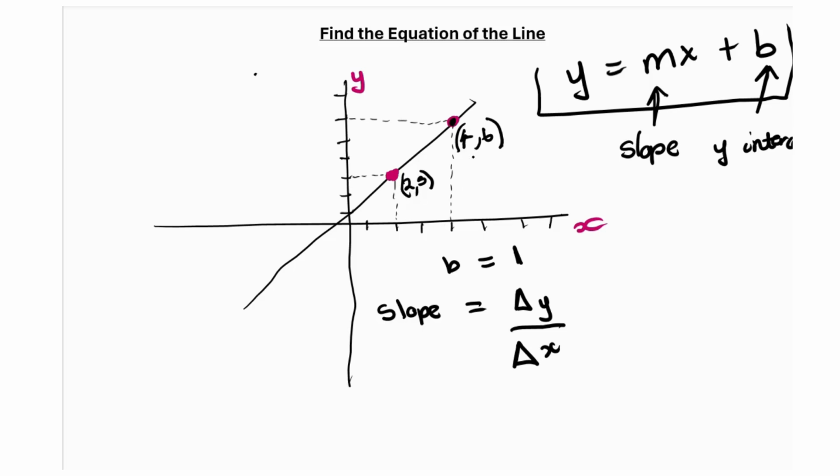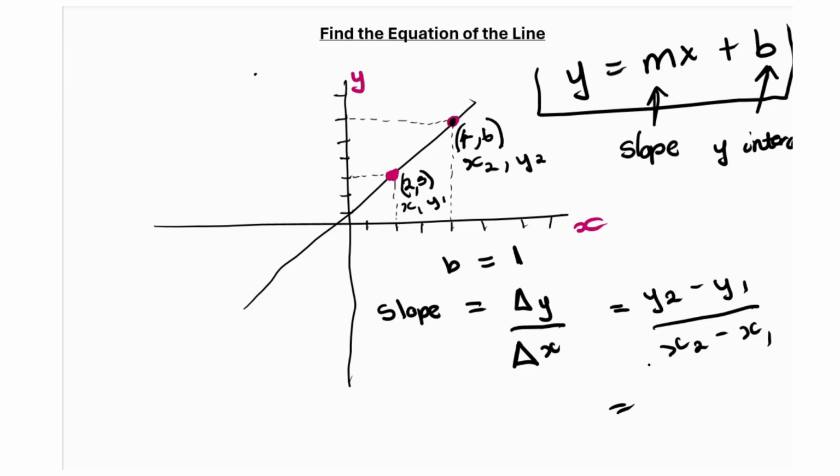So now that we have the coordinates of our 2 points, let's calculate the change in y and the change in x. So let's call this x2, y2, and then this one x1, y1. So the formula that we'll use is y2 minus y1 divided by x2 minus x1.